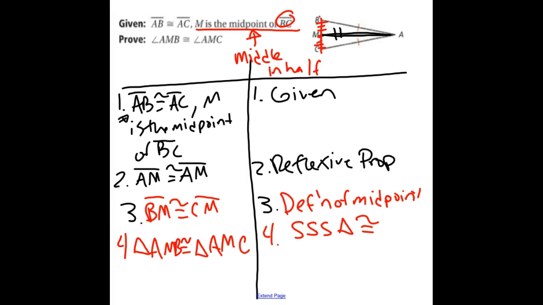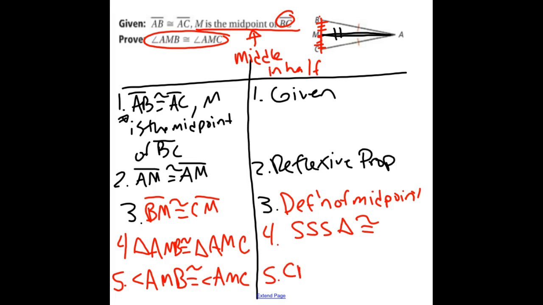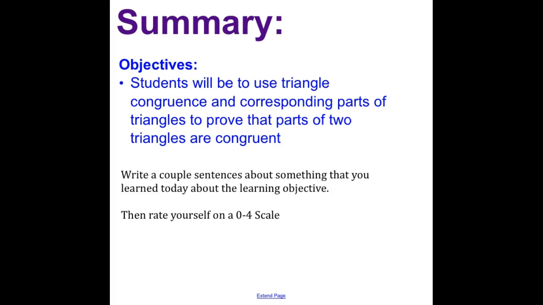Now we prove we have congruent triangles so that in the end we can have congruent parts. So our final step is angle AMB is congruent to angle AMC by corresponding parts of congruent triangles are congruent, CPCTC. This was lesson 4.4 for geometry. The goal was that you would be able to use triangle congruence and corresponding parts of triangles to prove that parts of two triangles are congruent.